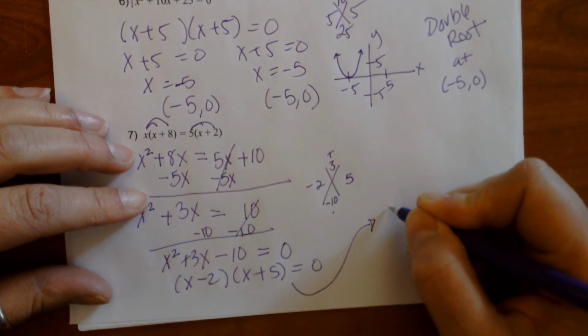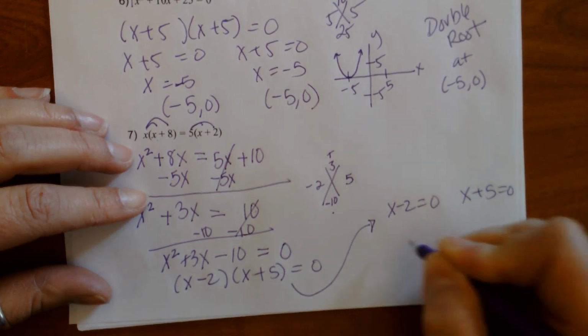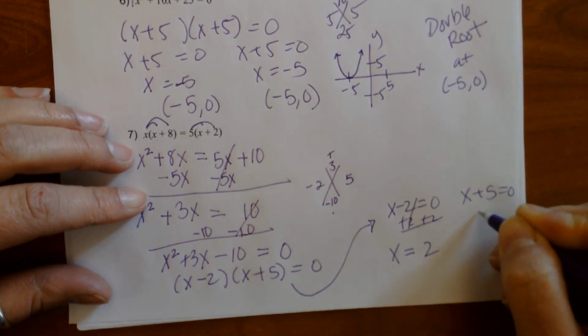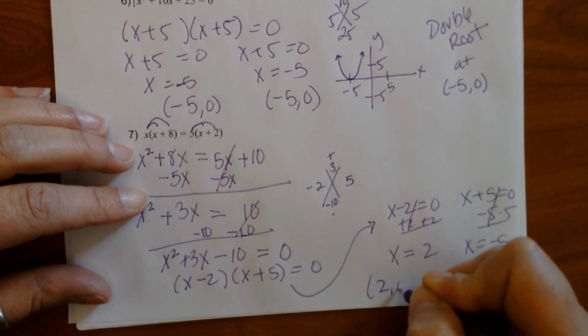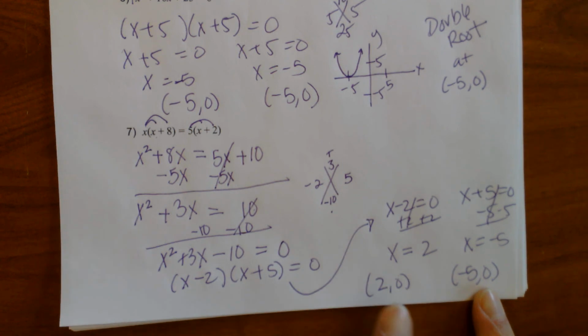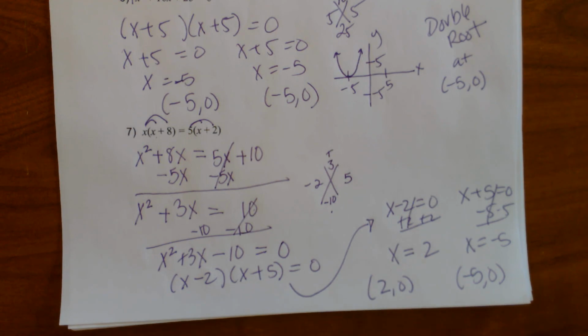Running out of room, so going up here. x minus 2 equals 0. x plus 5 equals 0. Add 2. x equals 2. Minus 5, x equals negative 5, so 2, 0, and negative 5, 0. So it crosses twice, once at 2, 0, once at negative 5, 0. So this has been using the factoring method to find the x-intercepts, which could also be called solutions or roots or zeros. Hope it helped.